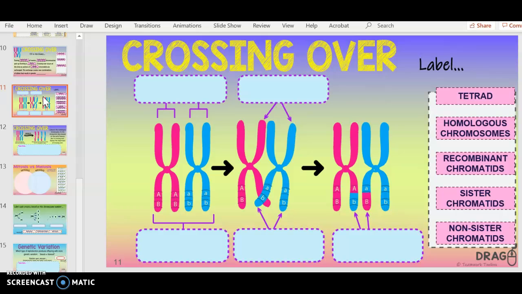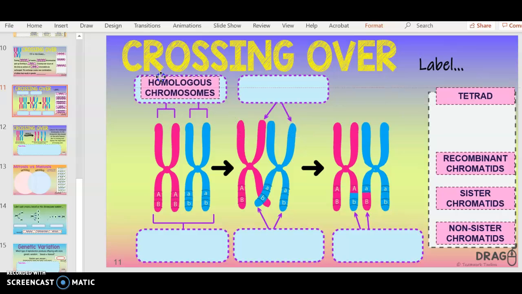So this one was a little bit difficult, looking at what was going on with crossing over. The first thing is we have these 2 chromosomes here that are the same size, same shape, same traits. So in this case, these are going to be your homologous chromosomes. And here you'll notice they're also pointing over here. We'll get back to that. So these are your homologous chromosomes, which all together is called a tetrad.